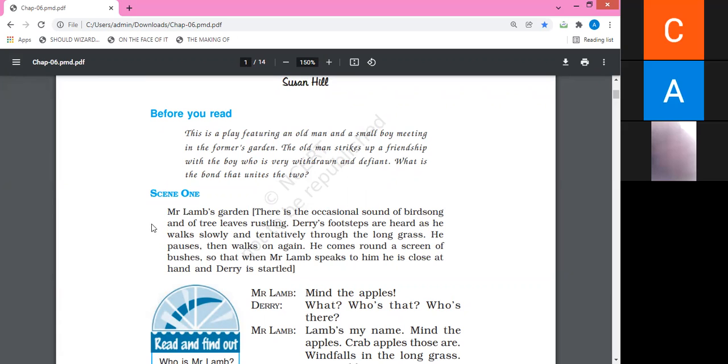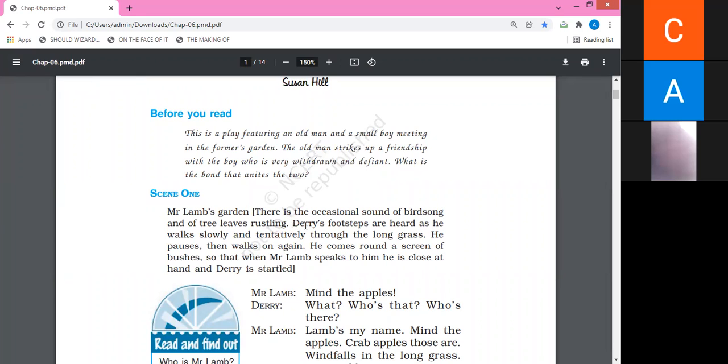If we look at the basics of scene 1, the physical appearance of scene 1, it is seen with Mr. Lamb's garden, and just look at the chirping of birds. The sound of chirping of birds is there. Not in a frequent way, it's occasional. And one more sound, that is tree leaves rustling. Very clear up to this point. The sound of rustling of tree leaves. I think very clear.